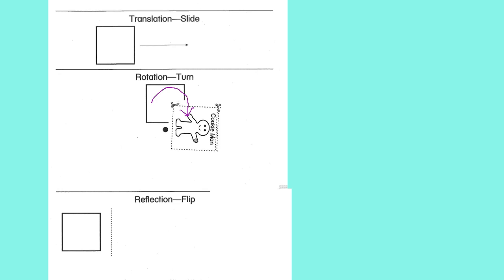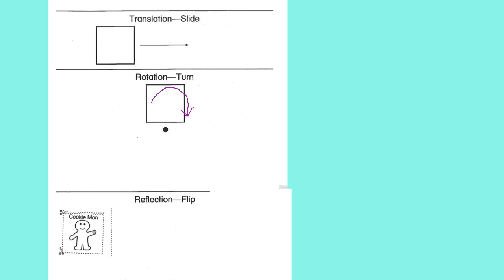Now, to show you, let's turn him back around, show you what reflection means. Remember, the reflection is going to flip. So the image is going to flip around to the opposite side. So if the Cookie Man were to flip, it would probably look something like this, okay?